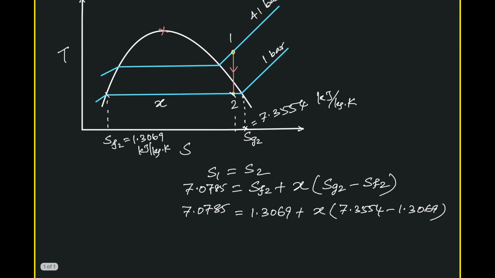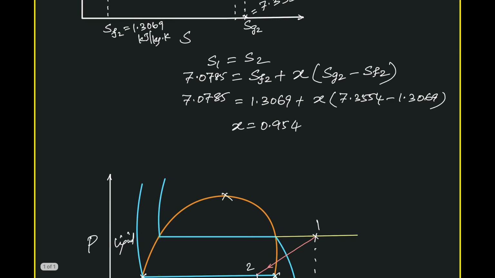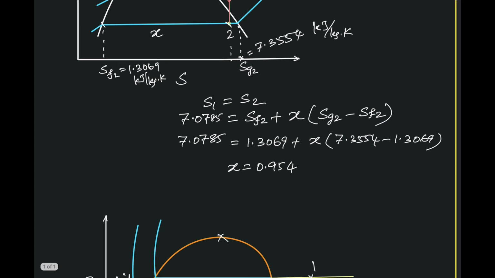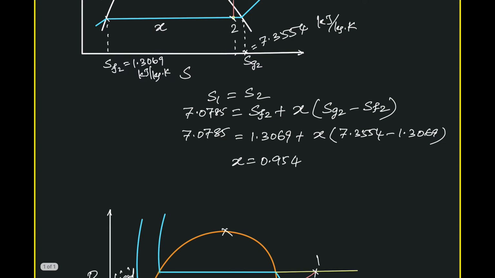So upon solving, we will be getting this x as equal to 0.954. That is the fraction of vapor available at the exit conditions. Now to find the maximum power obtainable, we will come to the diagram shortly. The diagram below is the pressure enthalpy diagram. For that, we are going to come shortly.